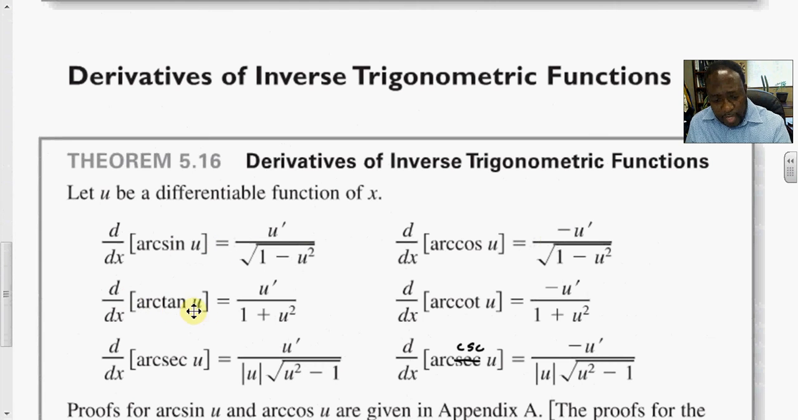The derivative of tan inverse of u is u prime over 1 plus u squared. The derivative of cotangent inverse of u is negative u prime over 1 plus u squared. Then the derivative with respect to x of the secant inverse of u is u prime divided by the absolute value of u times the square root of u squared minus 1. There was an error here in the textbook, but the derivative of the cosecant inverse of u is negative u prime over the square root of u squared minus 1, then times the absolute value of u.